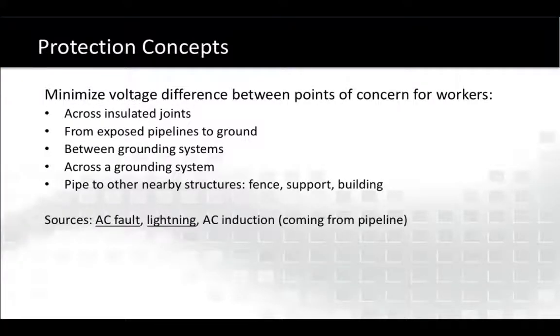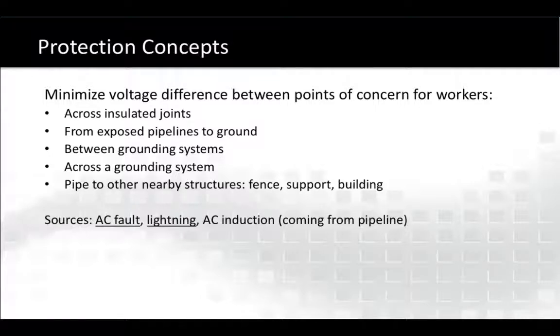The goal with overvoltage protection is to limit the voltage between two points of concern. So that could be at many points within a facility or out in a pipeline, such as across an insulated joint, where one side of the insulated joint, that steel, could be at a different potential than the other side. Or from pipelines to grounding systems or pipeline to earth. It could even be between one grounding system in a facility and another grounding system, or it might be between your grounding system and, say, a fence, which is tied to someone else's grounding system.